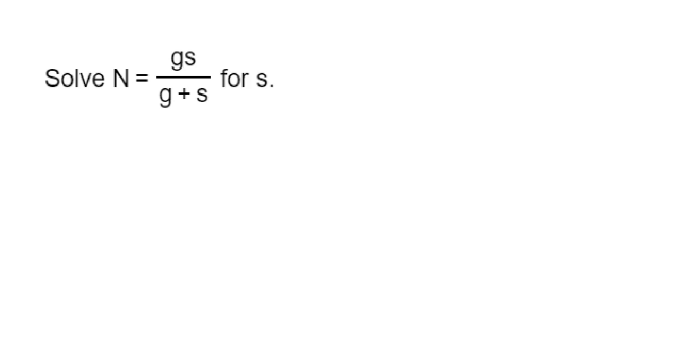Solve n equals gs over g plus s for s, right? So we have a fraction. This is why it's in chapter 5, right? We've been dealing with these rational expressions the whole chapter. That's what we're dealing with here as well. It's a fraction. It's a rational expression. We're trying to solve for s, and it's made even more difficult by the fact that we have an s in the numerator and an s in the denominator. But either way, even if there was just one s here, we've got to get rid of the fraction first before we're going to be able to make any progress.